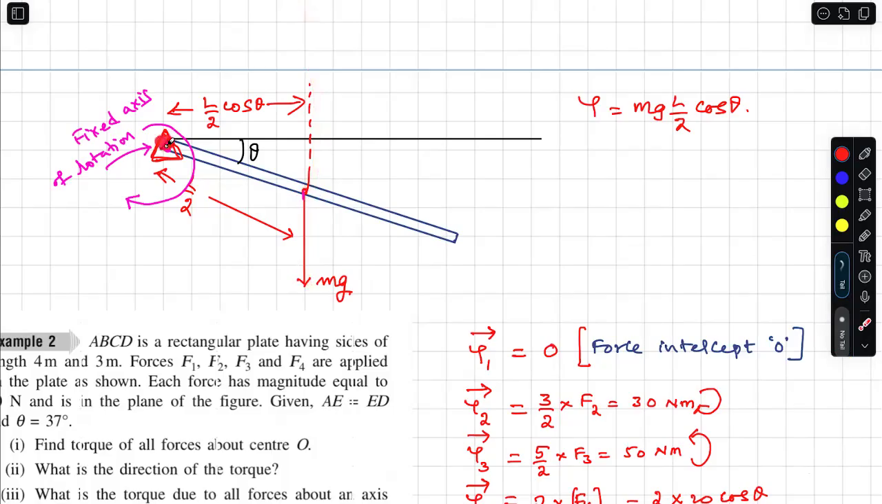Here is your axis of rotation. Draw a perpendicular onto this. This is L by 2 because the center of mass is at a distance L by 2. This is theta. So this is L by 2 cos theta. And remember, this is called force arm. This is force. Force into force arm is the torque: mgL by 2 cos theta. Any doubt? Sure? Right.